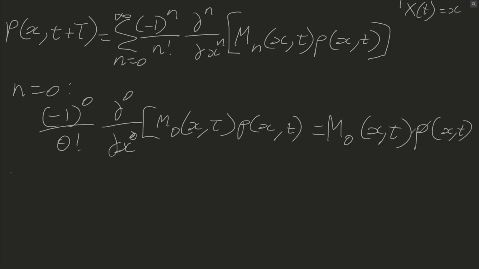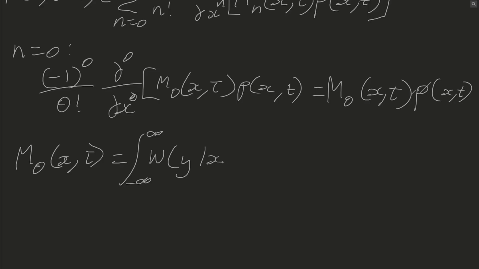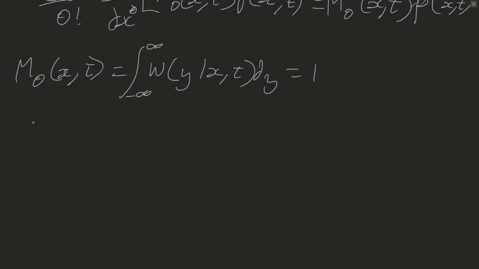So the 0th moment is just the integral of the probability density, which is 1, and hence we know that m_0 of x, tau is equal to this integral from minus infinity to infinity of w of y, x, tau dy, which is 1. And so of course that just leaves p of t. So n equals 0.